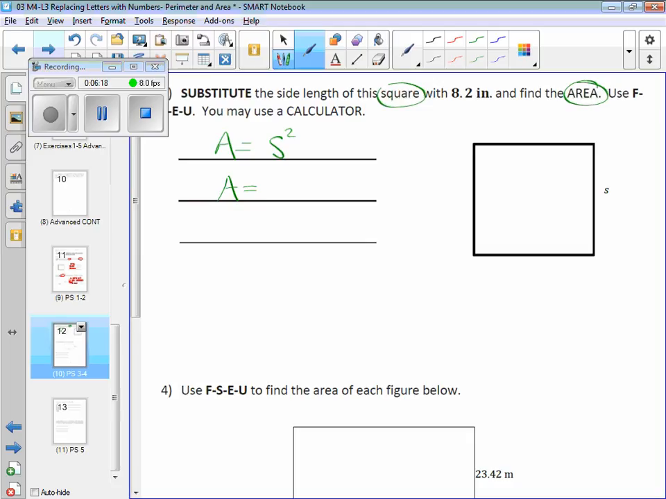Right. That's the side. The side is measuring 8.2. And then if you square it, who does have an answer for this? Amanda. One more time. And what are the units, hon? Correct. How many have you got? 67.24 square inches. Okay, great.